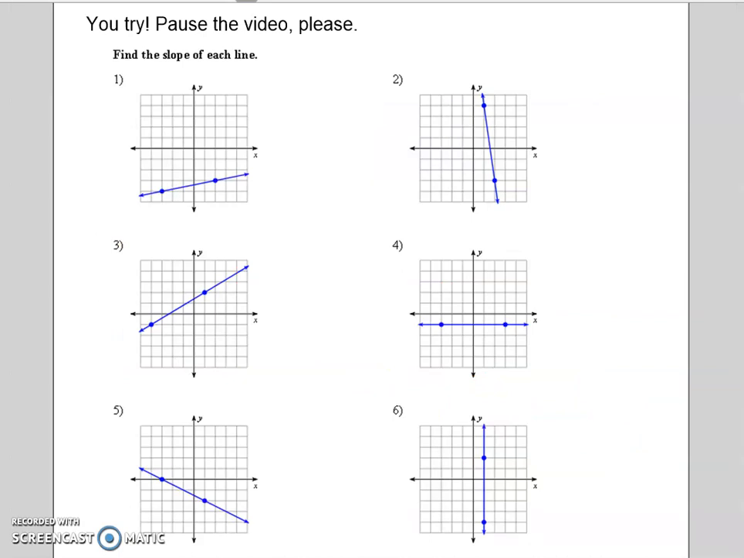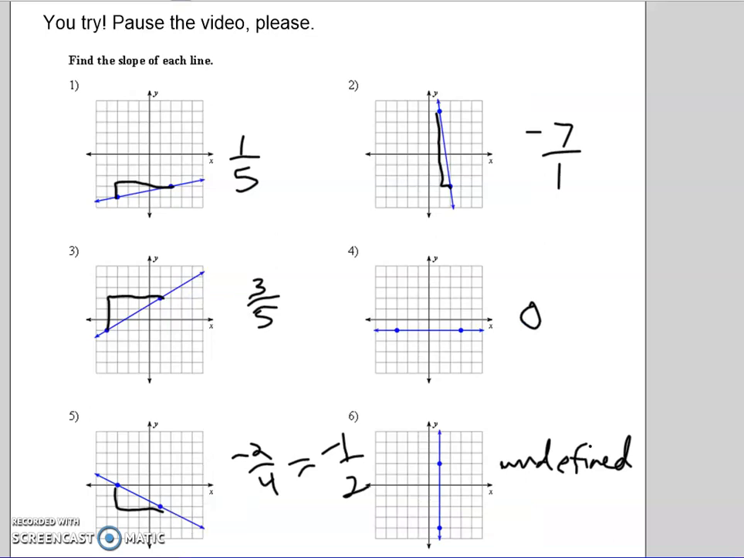So go ahead and pause the video and then do these 6. And here are the answers. So you have number 1 is up 1 and to the right 5, so it's positive 1/5. Now if you started at the top point, it would be down 1 and to the right 5. So down 1 and to the right 5 would be -1 over -5, which is still positive 1/5. So those are equivalent.